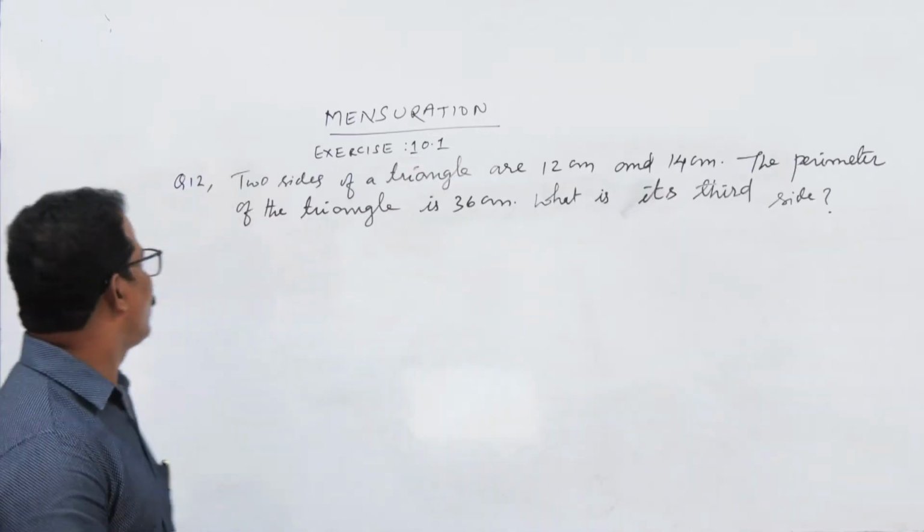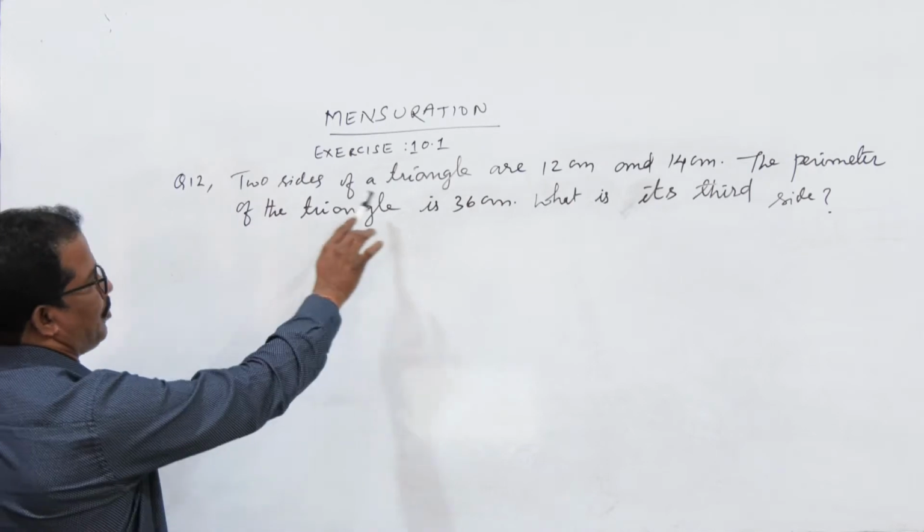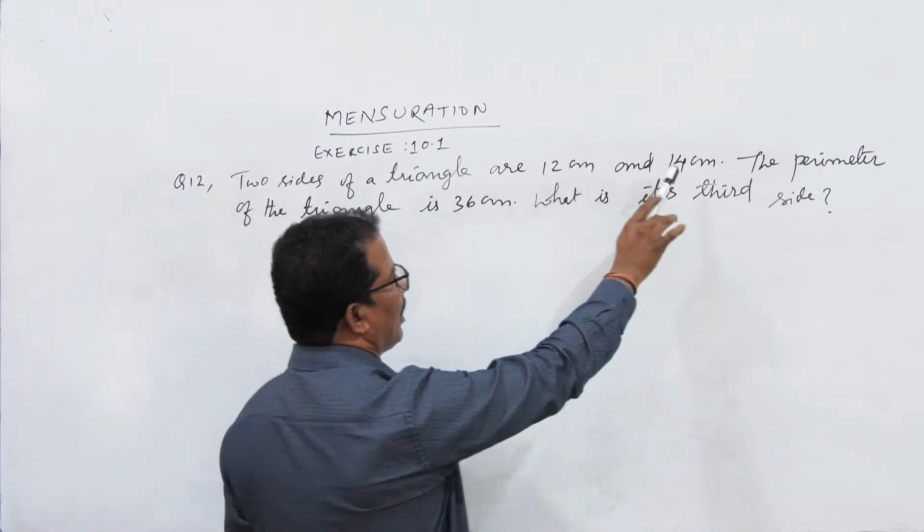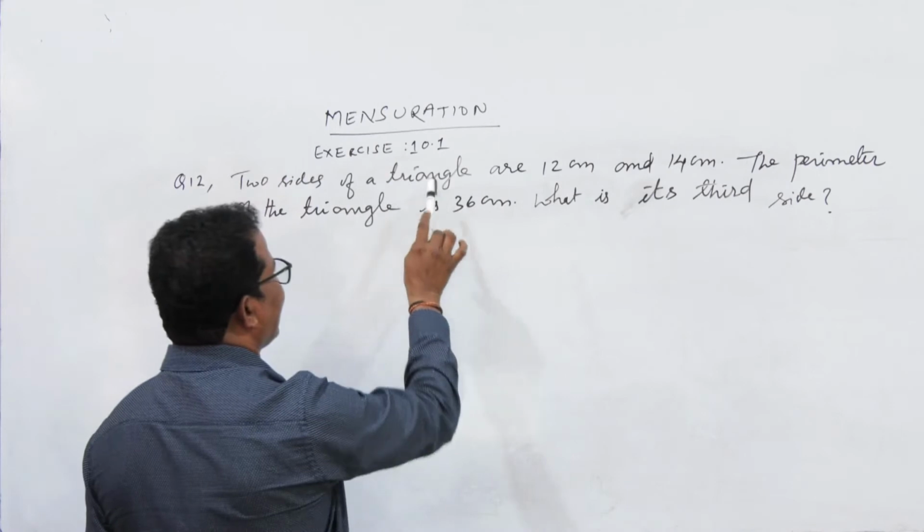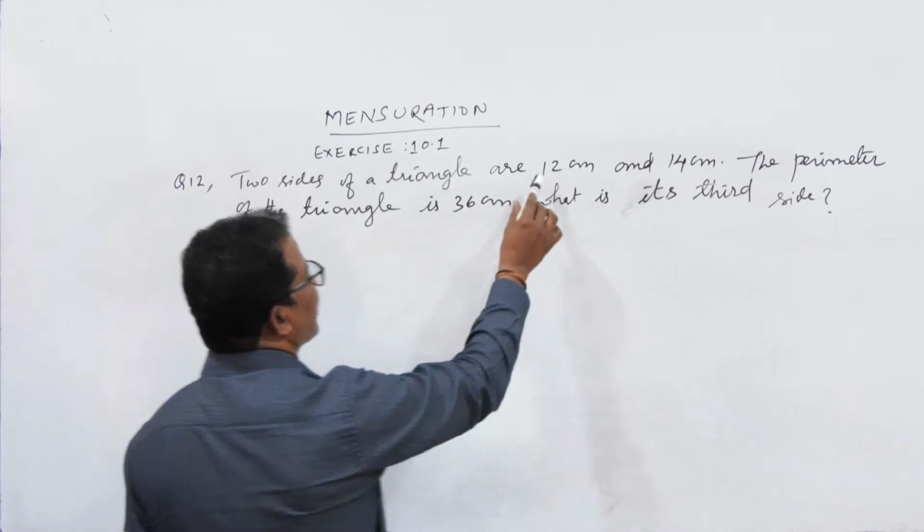Good. Now in the 12th question, two sides of a triangle are 12 centimeter and 14 centimeter. For a triangle, there are 3 sides, but only 2 sides are given.